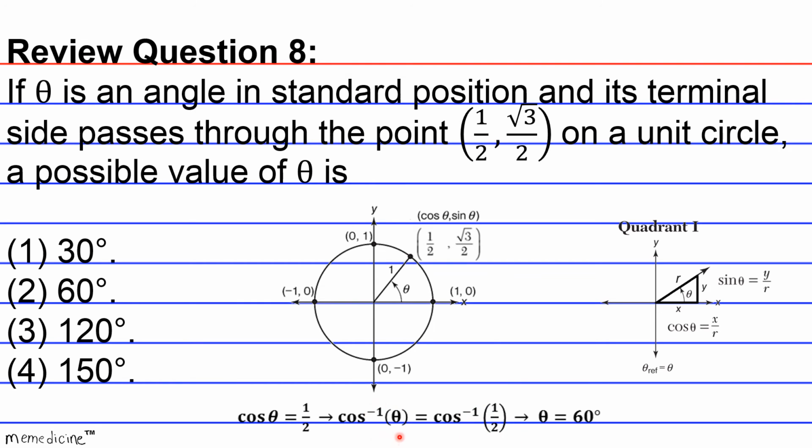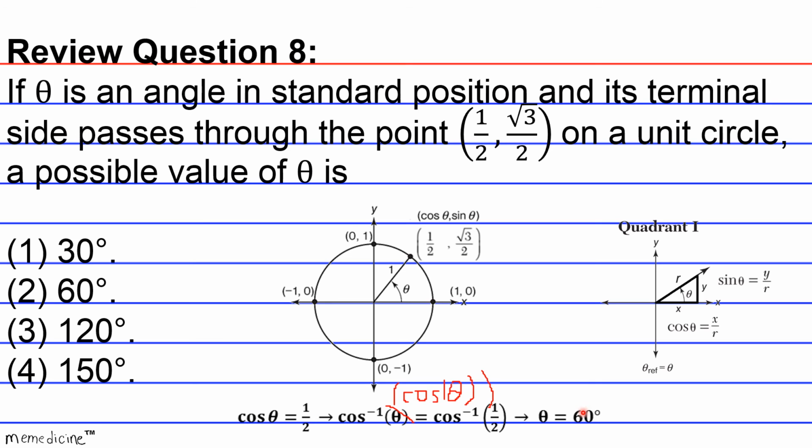Actually, this should be the inverse cosine of the cosine of theta. That basically unravels the theta. It frees up the angle. And so basically, you're going to get theta is equivalent to 60 degrees.